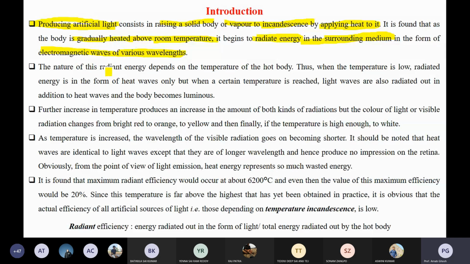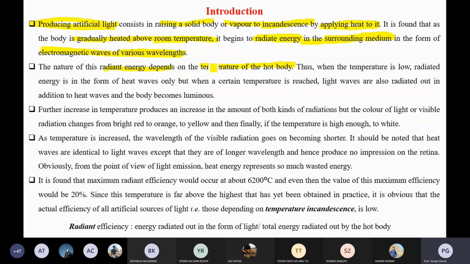Okay, so different is checking up the health of the insulator. Okay, so temperature of the body, of the hot body. When the temperature is low, the radiated energy is in the form of heat waves, but when a certain temperature is reached, light waves also radiate in addition to the heat waves, and the body becomes luminous. So if the heat energy is more, after a certain temperature the body starts glowing, and it can illuminate some light energy.